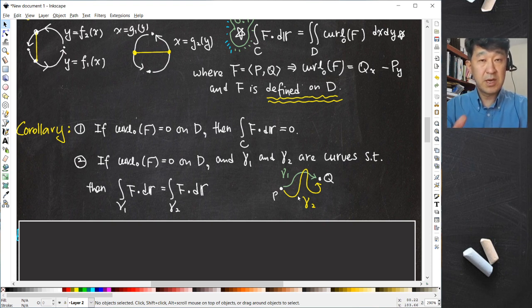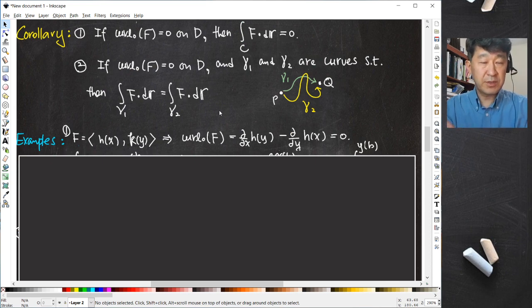For example, the key application is that if you have to calculate a line integral over this crazy path, you can just replace it with a straight line and calculate the line integral over the straight line. That value is going to be the same as the line integral over the crazy path. If you think about what I just said, it's very interesting. But not every vector field is a curl 0 vector field. Right, here are some examples.